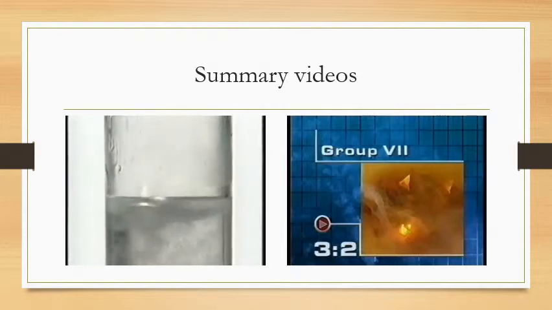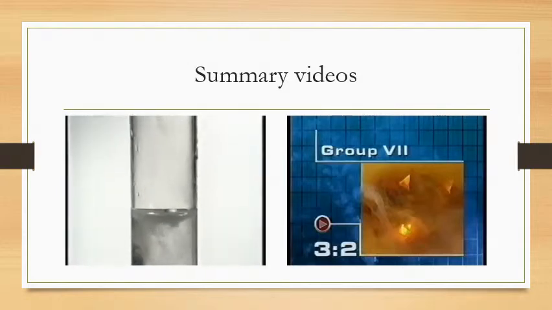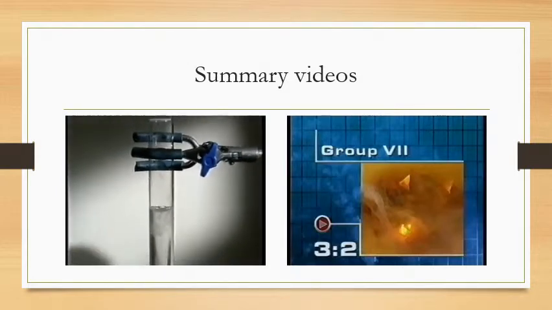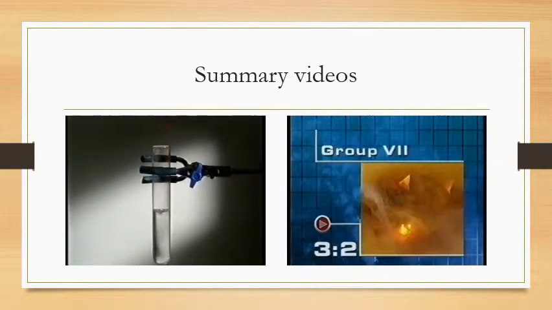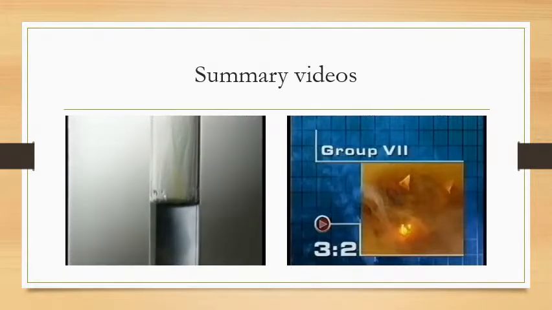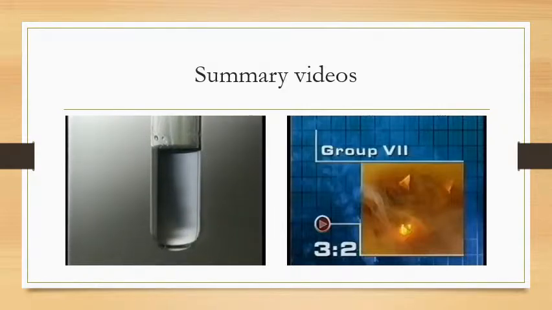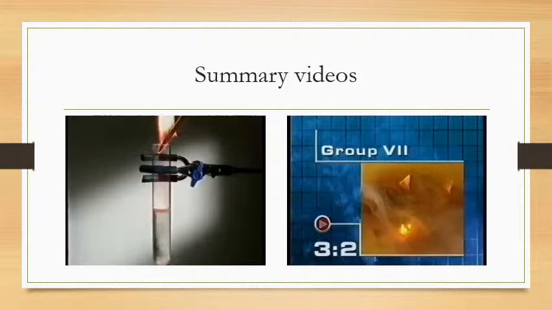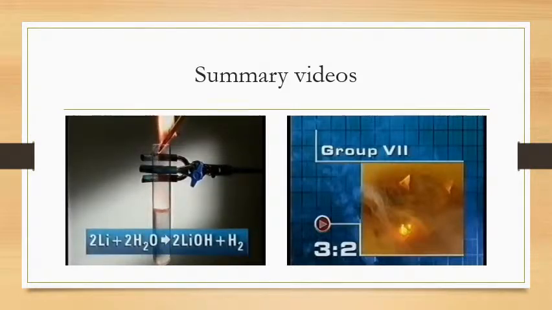By carefully putting a tiny amount into a boiling tube, the gas can be tested with a lit splint. A squeaky pop means it's hydrogen. Universal indicator shows that at the end of the reaction, the solution is alkaline. Lithium reacts with water to form lithium hydroxide and hydrogen.